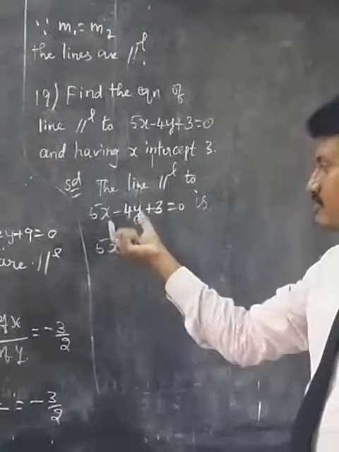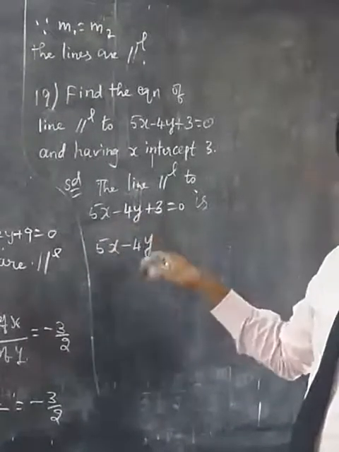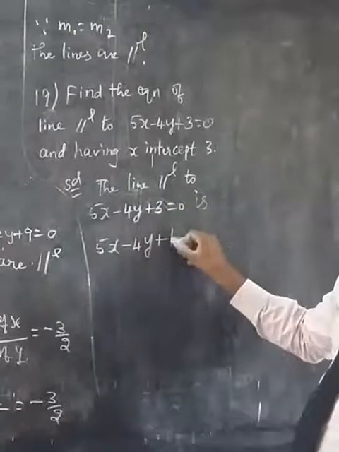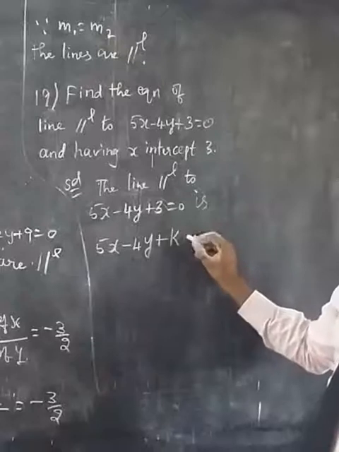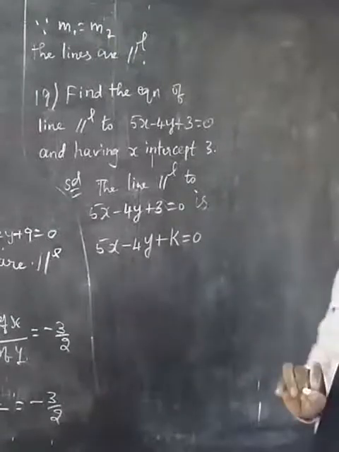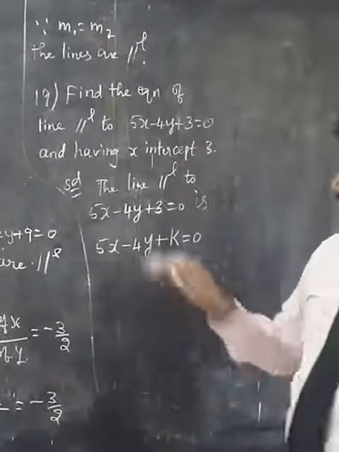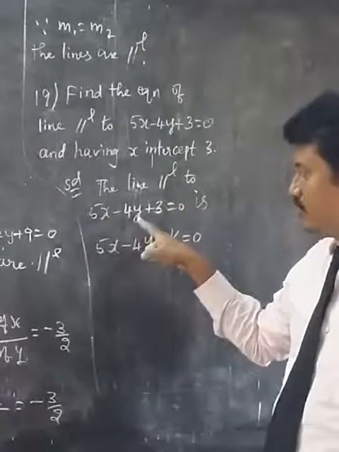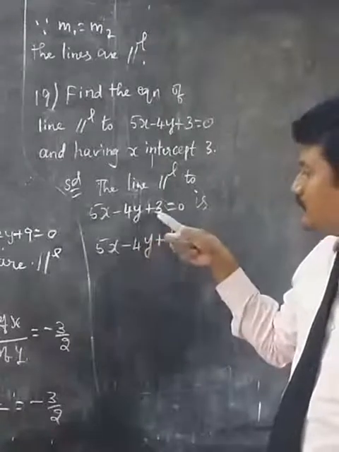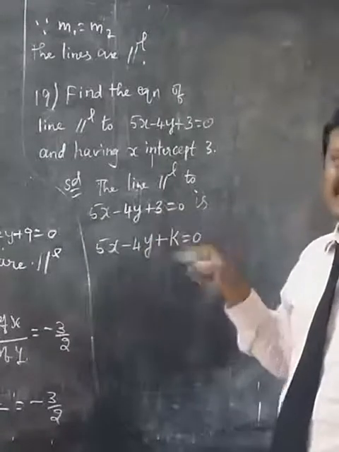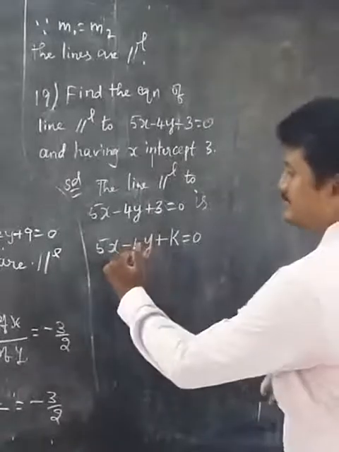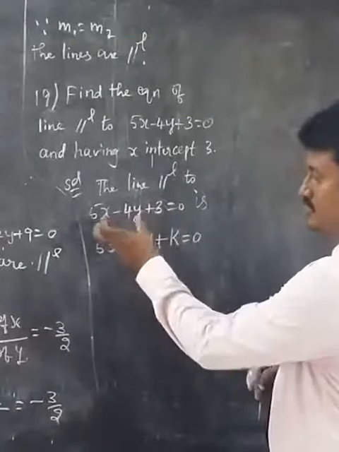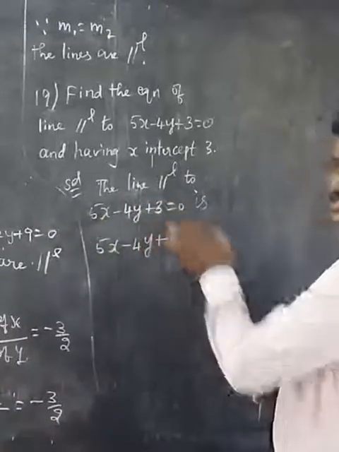Parallel lines will definitely be the same in the x and y terms. It will differ only in the constant term. So I am going to take out the plus 3 and put another number called k equal to 0. So parallel lines will definitely be of this form only. The x coefficient will not change, the y coefficient will not change, but only the constant changes. If this line is given, the parallel line will be of this format: these two terms will be the same, only the constant differs.